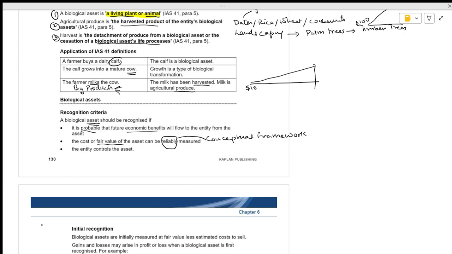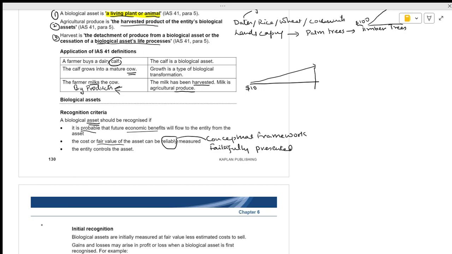All the time, whenever we discuss it, make it a point to give reference to the conceptual framework. It should be reliably measured. Is that faithfully presented? That's what it says. The second one always comes: it is faithfully presented. These two things will go side by side.